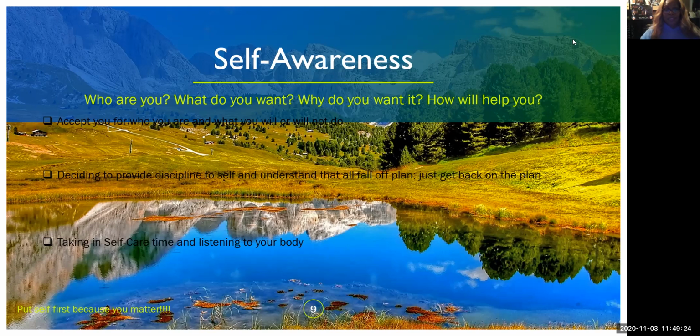These are the things that kids go through. They don't know who they are at this age. They don't know what's going on. Some adults don't even know who they are and what they want. So just imagine if you're an adult, think about a child. How do we help a child guide themselves to self-awareness? By accepting themselves for who they are and what they will or will not do.